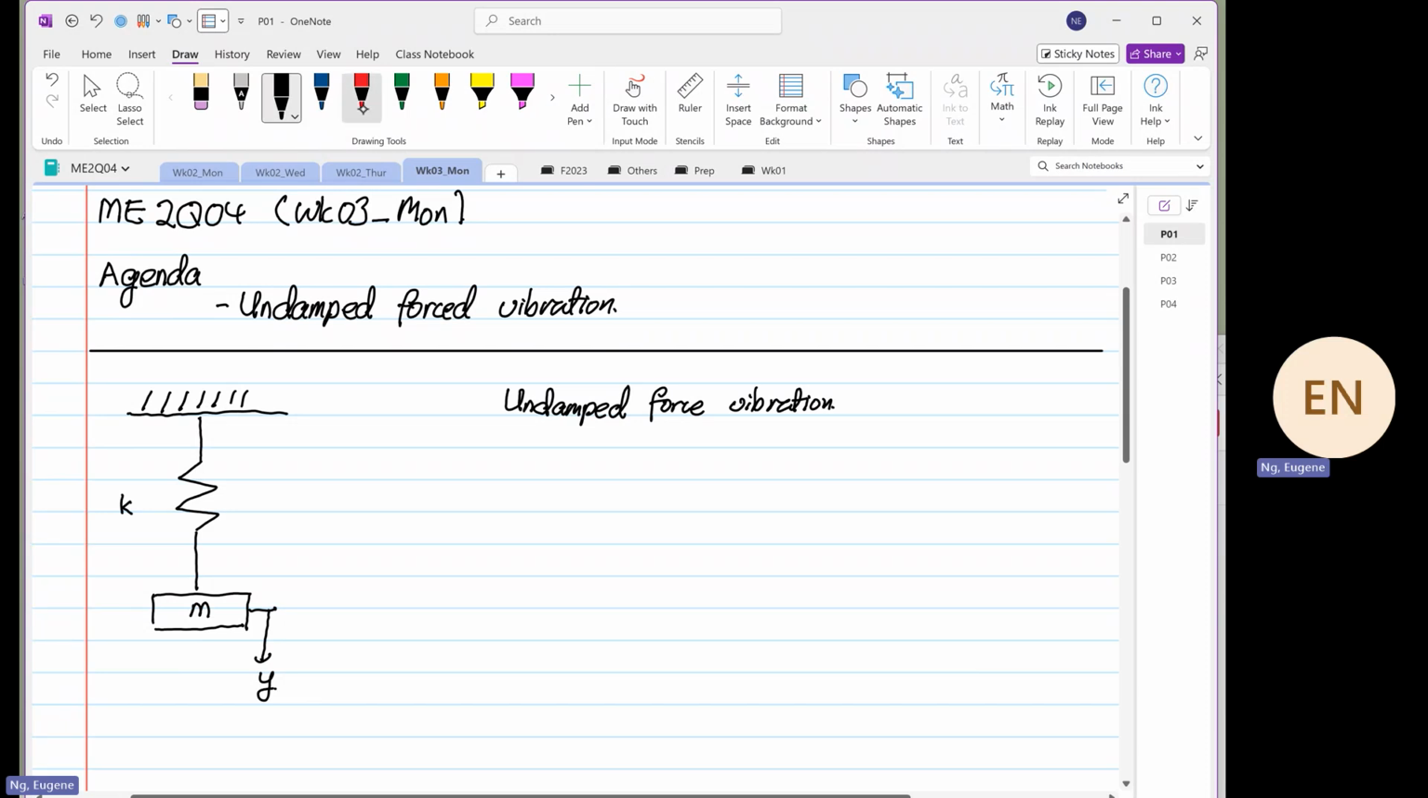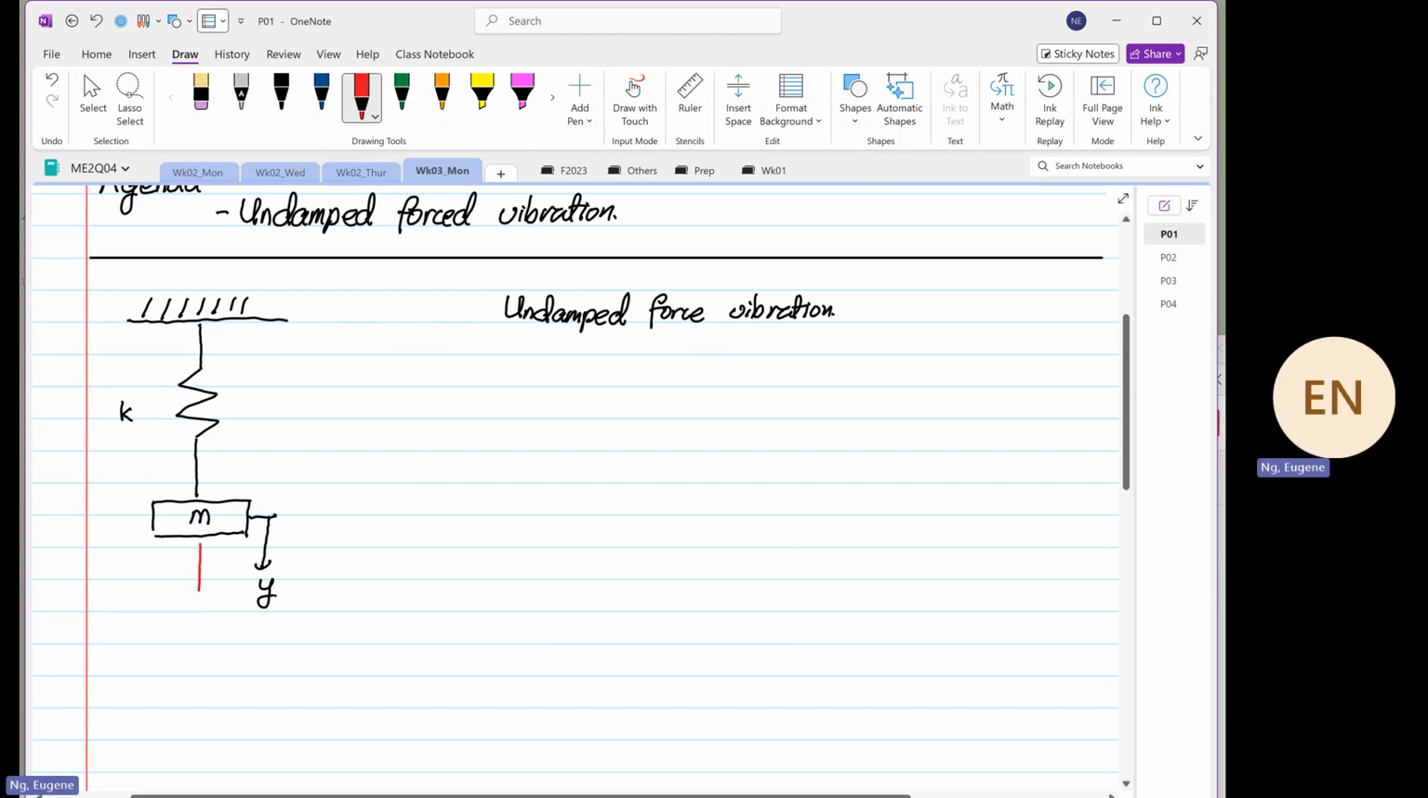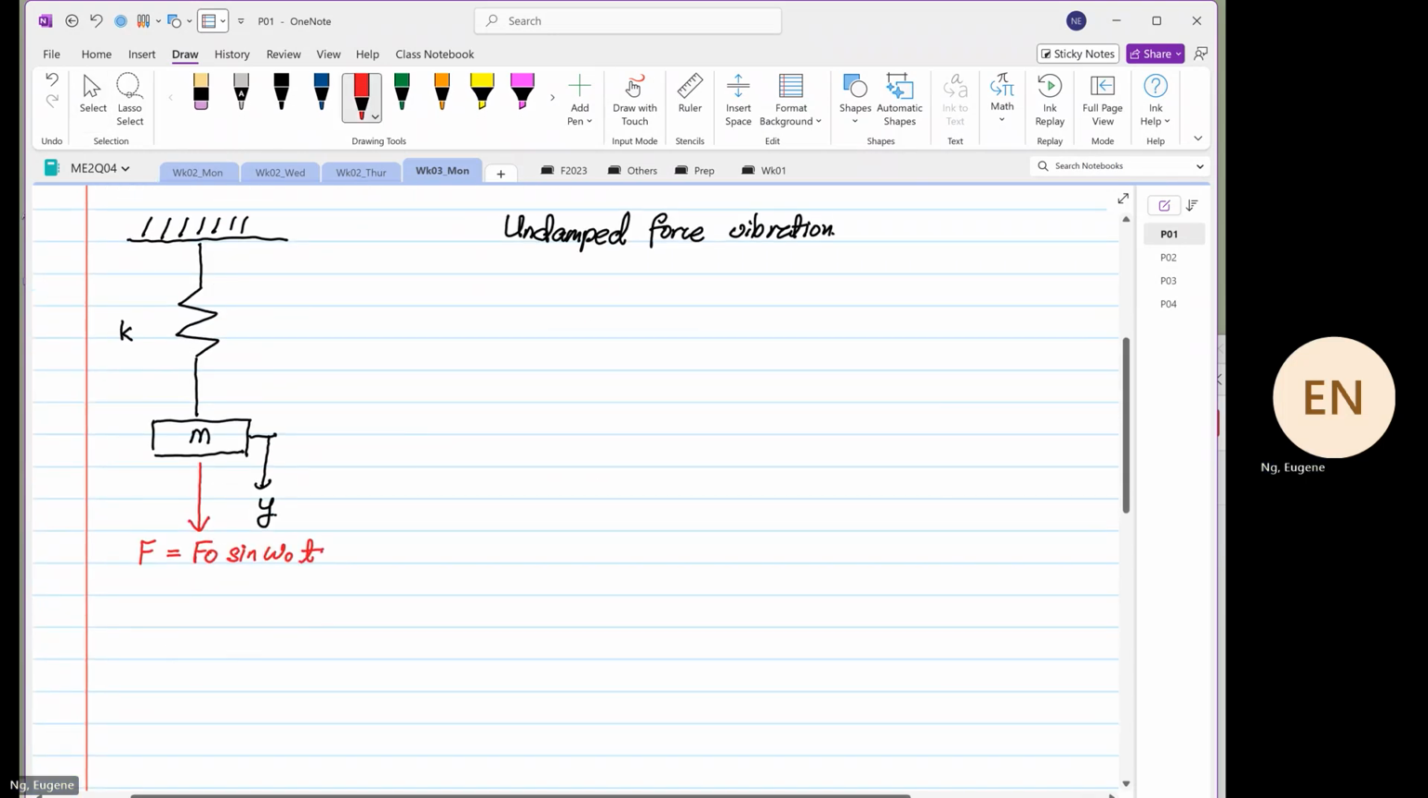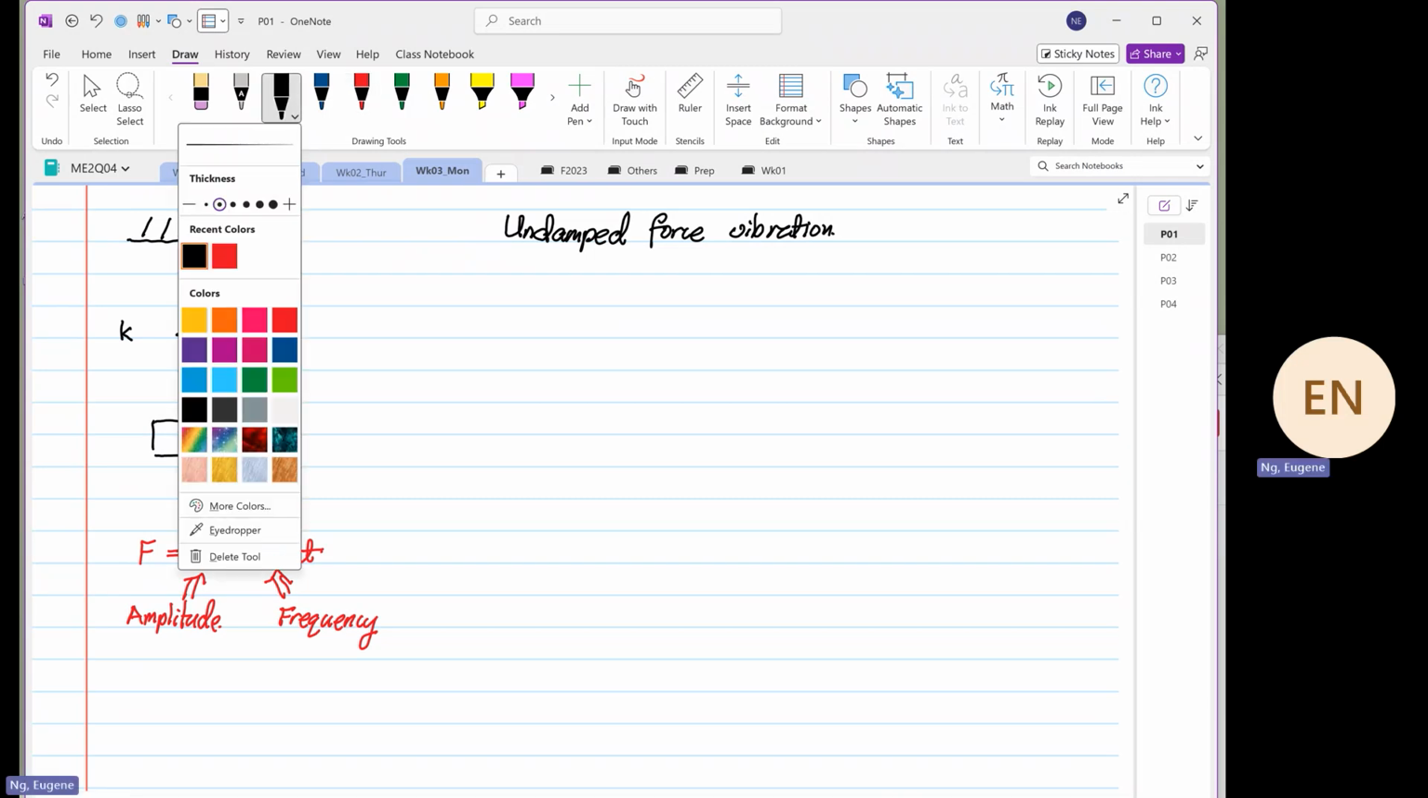When the term force is used, we have a force function over here. The force function that we have is F equal to F naught sine omega naught T. Basically, this is the amplitude of the force, and this is the frequency of the force. So we wrote this out, right?